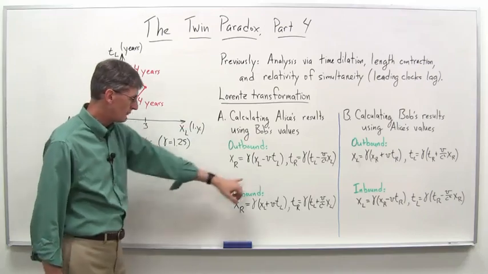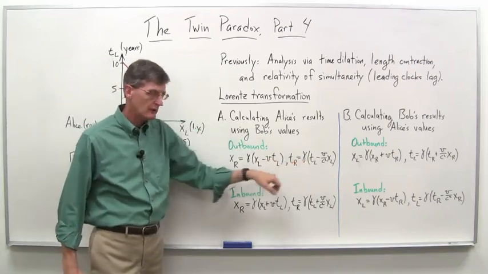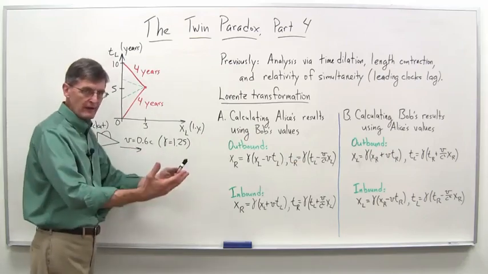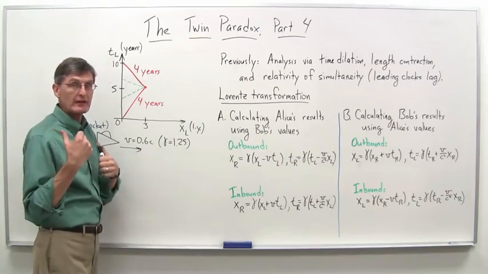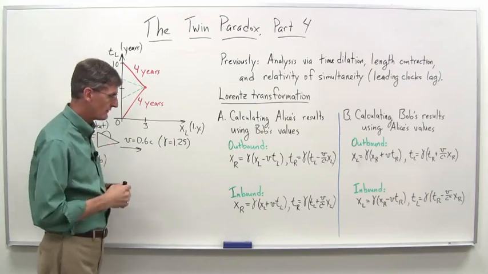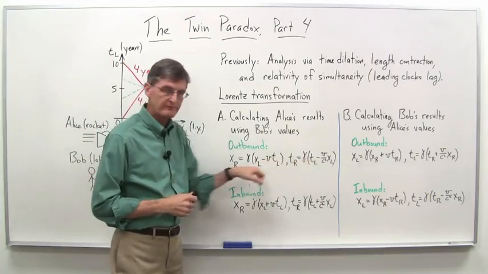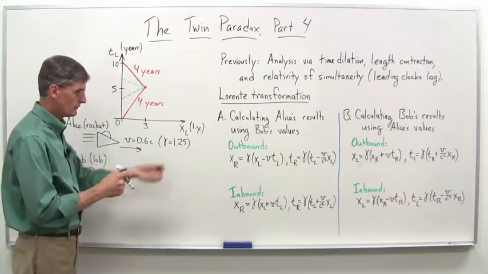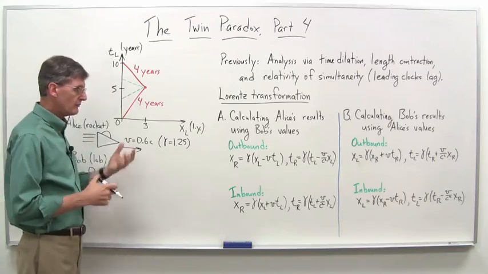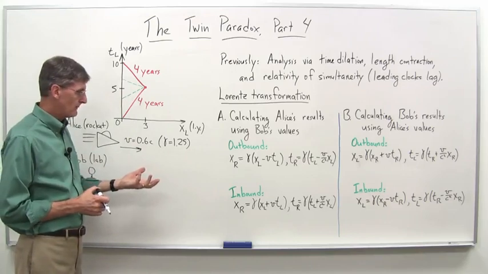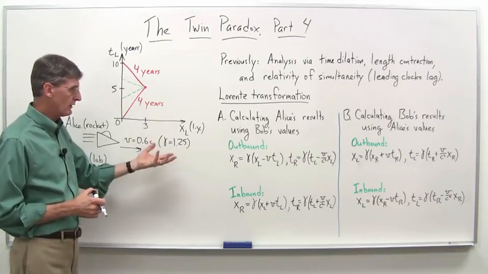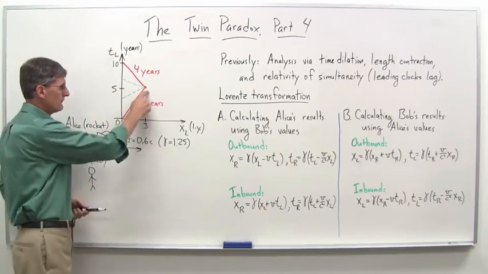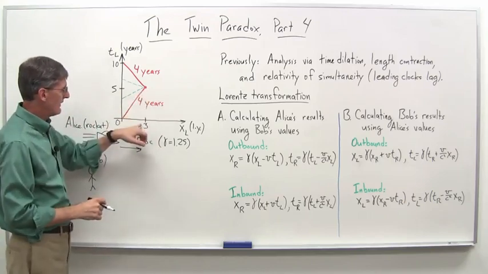And so Bob's values are the lab frame values. And to Alice here, Bob is moving in the negative x direction to the left. And that's why we've got minus signs in these versions. But otherwise, the reason it's nice to start off with Bob's values is that they're pretty obvious. So on the outbound trip, Bob's value right here is x.